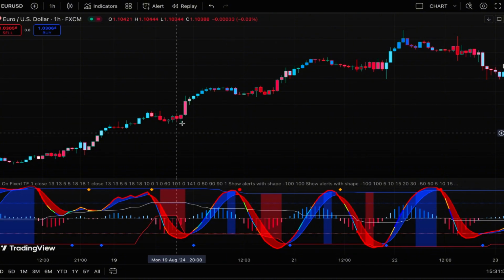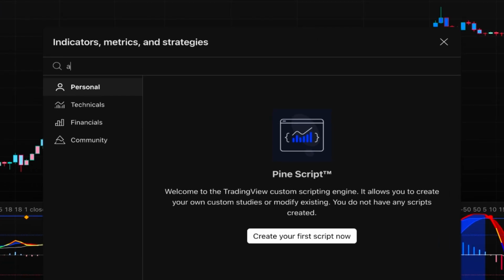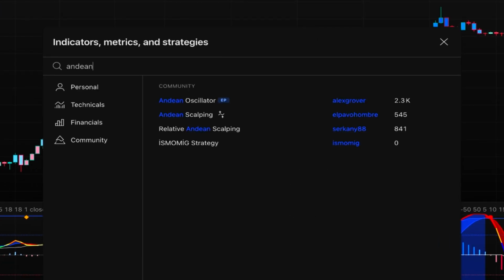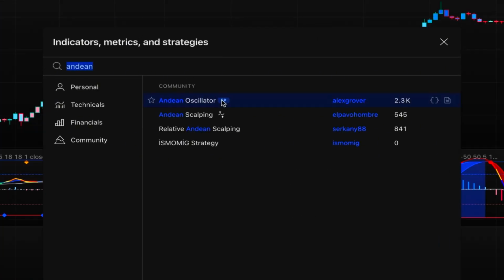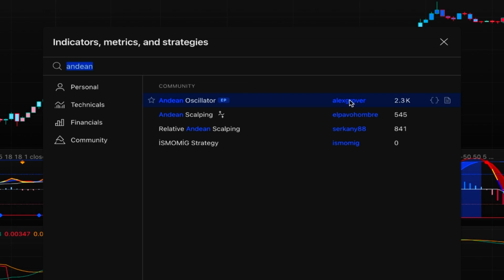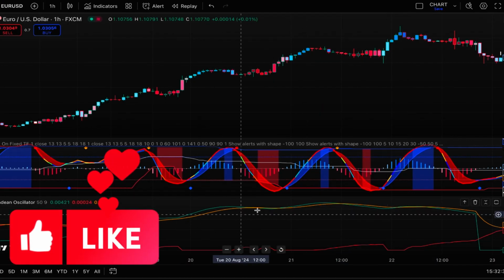For this purpose, here we click on indicators and we search Andean oscillator, this one, which is an editor's picks indicator and written by Alex Grover. This indicator can effectively help us with trending and non-trending markets.